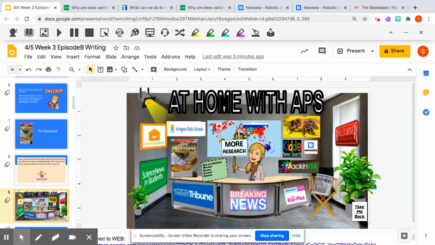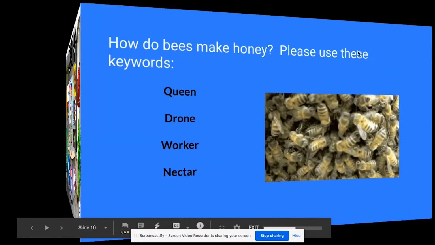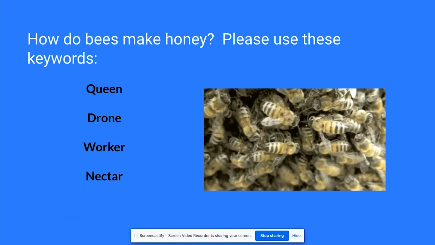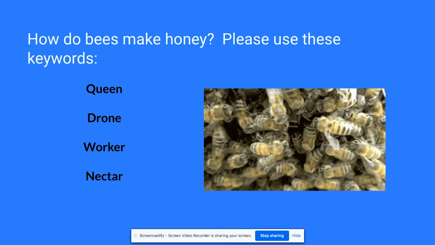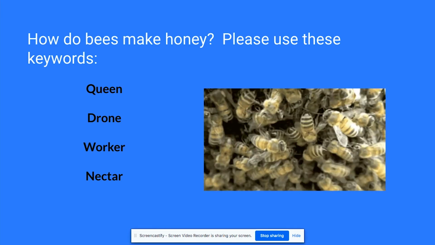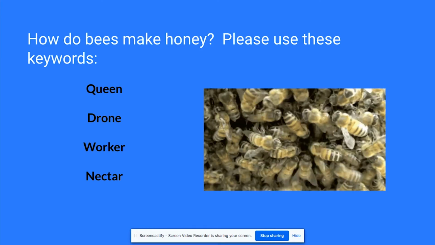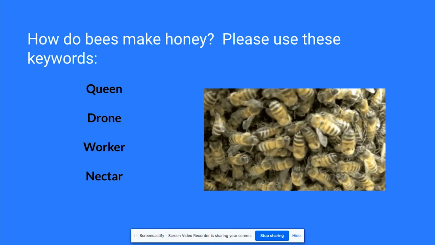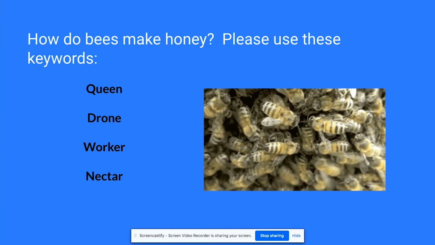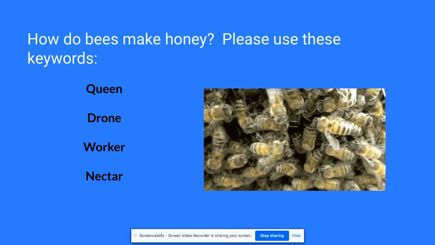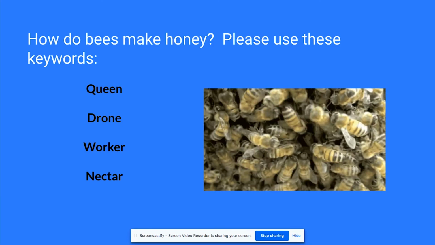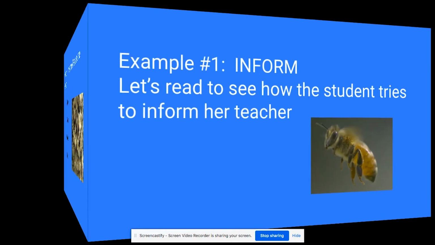But now back to our lesson, let's see what we need to do next. In this case, there's a student who was given a project. She was asked, how do bees make honey? And to please use the keywords queen, drone, worker, and nectar. We saw those words at the beginning of our lesson on the research desk. Whenever you see things written down on a board or in other places, they're usually important.